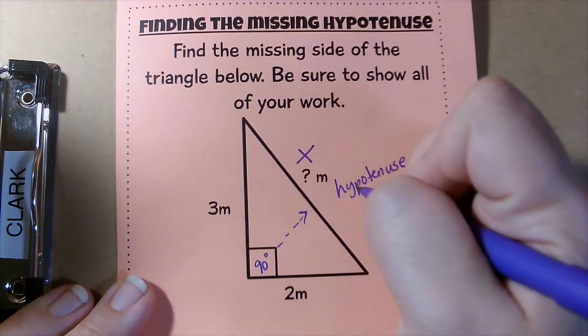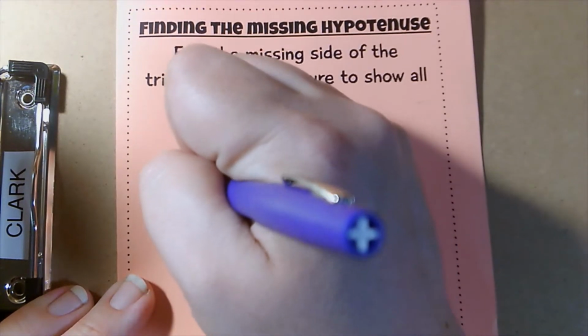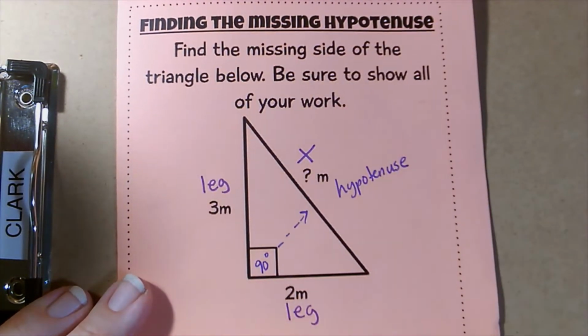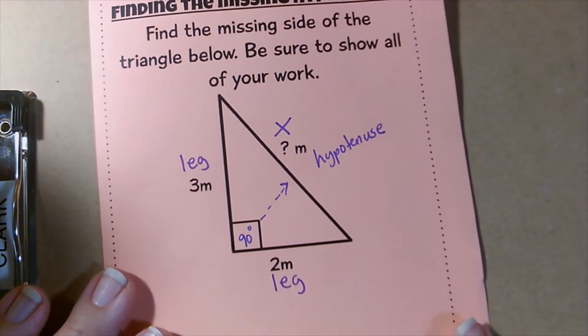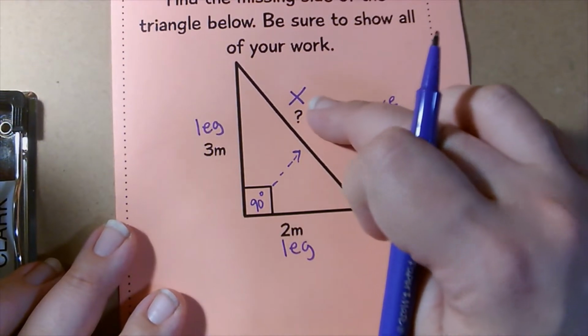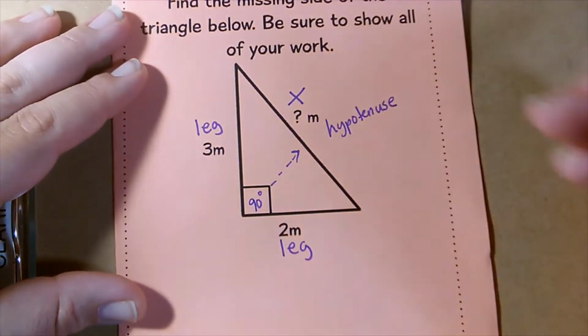Now, if this is the hypotenuse, these 2 sides that form the 90-degree angle are our legs. So one leg is 3 meters, the other leg is 2 meters. Now, why is that important? Because when I go to use my Pythagorean theorem, it's going to help me find this x, this hypotenuse side. I just have to make sure I put the numbers in the right spots.